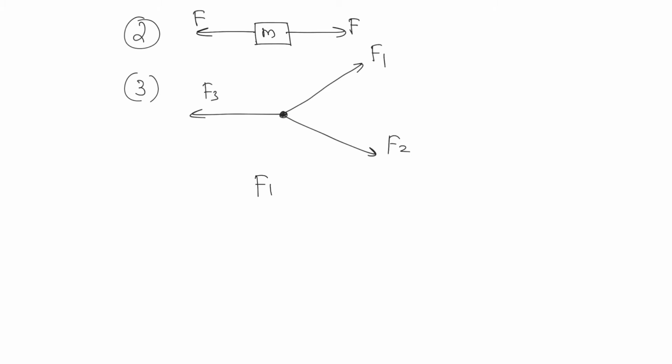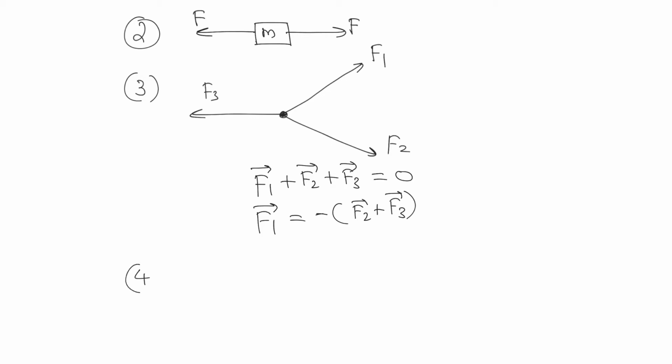So here, F1 vector plus F2 vector plus F3 vector should be equal to 0. That means F1 vector should be equal to minus of (F2 vector plus F3 vector). The same can be written for F2: F2 vector equals minus of (F1 vector plus F3 vector). That means when adding the other two forces, the result should be equal to the remaining force in the opposite direction. Then the object can be in equilibrium. For this condition, the forces should be coplanar.